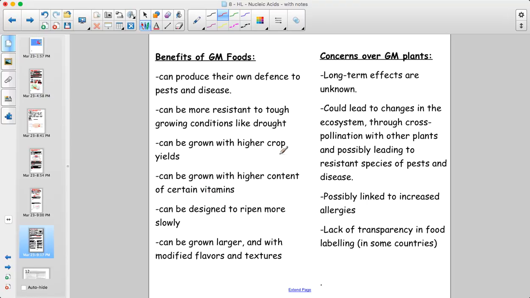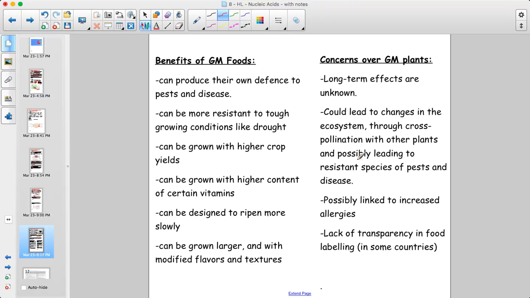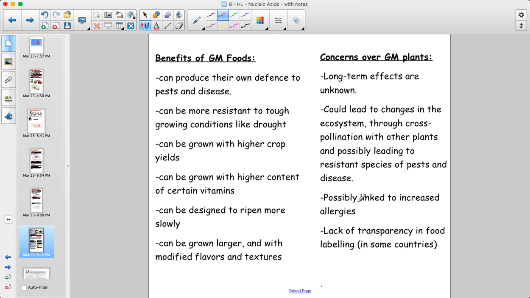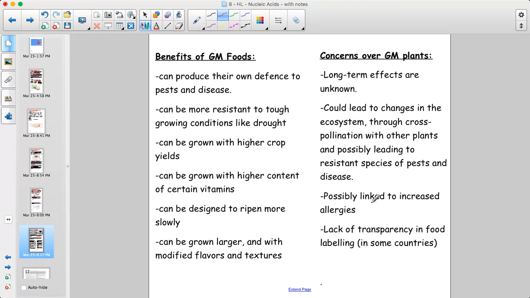So there's lots of positives about genetically modified foods, but the concerns about them are that the long-term effects aren't known because they haven't been around that long, that they could lead to issues in the ecosystem because as plants cross-pollinate or as things trade around their DNA, you could pass along resistance to all sorts of pests, which could lead to terrible consequences in the ecosystem. They could be linked to allergies, and another issue that's not really what would they do to the environment, but just people are concerned about them because of a lack of transparency in food labeling in some countries. Like people don't know whether or not their food is genetically modified or not.